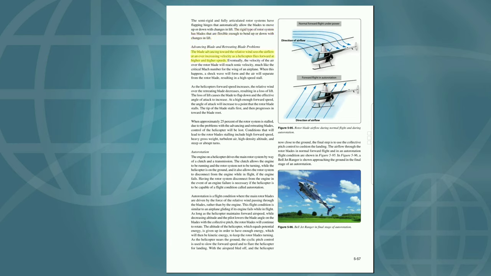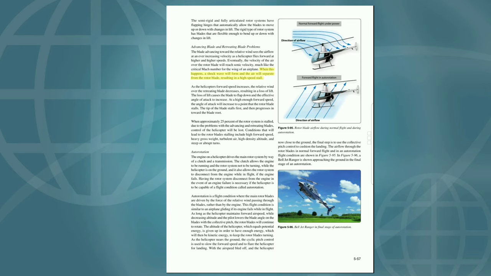The blade advancing toward the relative wind sees the airflow at an ever-increasing velocity as a helicopter flies forward at higher and higher speeds. Eventually, the velocity of the air over the rotor blade will reach sonic velocity, much like the critical Mach number for the wing of an airplane. When this happens, a shock wave will form and the air will separate from the rotor blade, resulting in a high-speed stall.